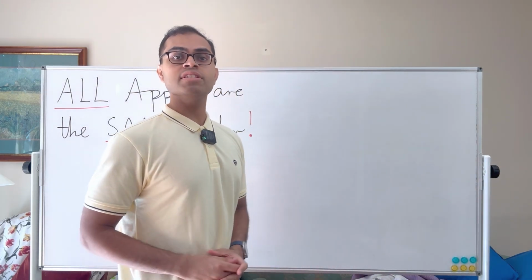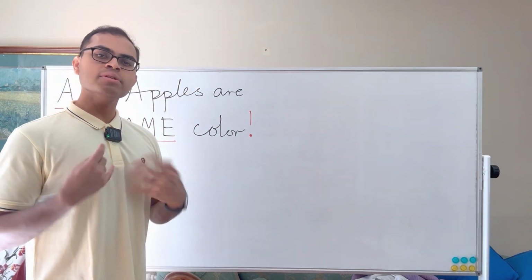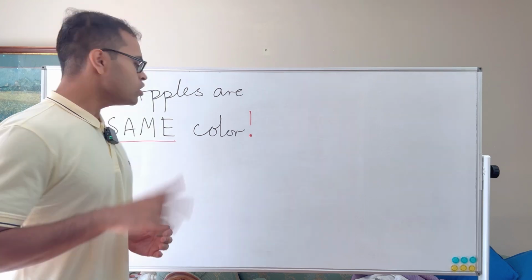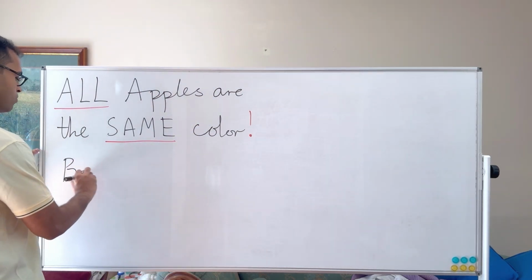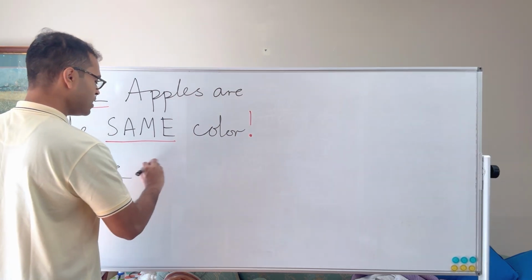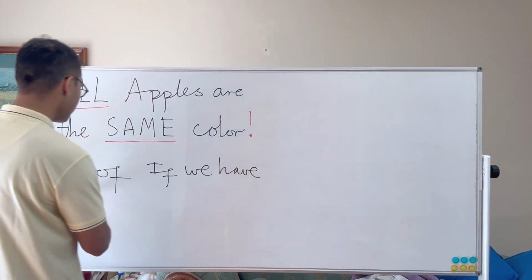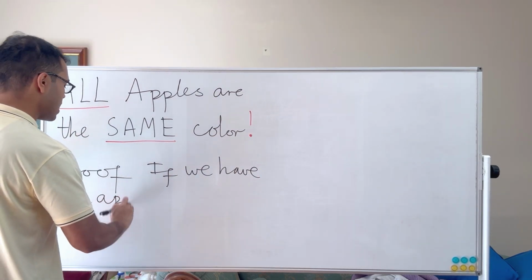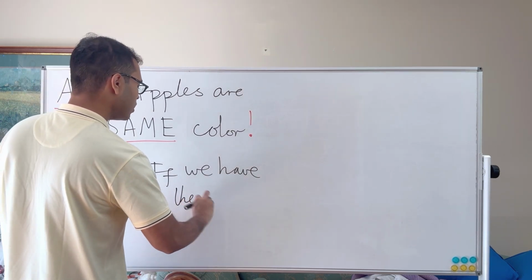It's a proof by the principle of mathematical induction. And even if you don't know what that is, you'll see it develop as we go through the video. So what we're going to prove is that if we have n apples, they are all of the same color. Okay, so if we have n apples, n being a whole number, it could be 1, 2, 3, etc., then they are all of the same color.